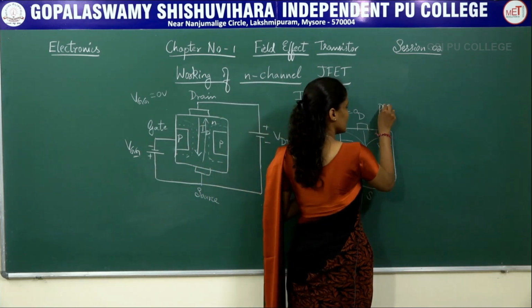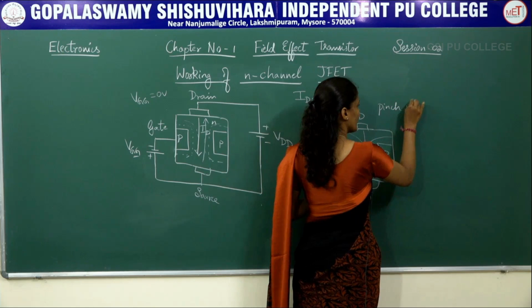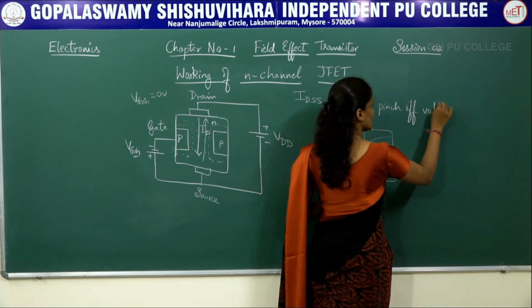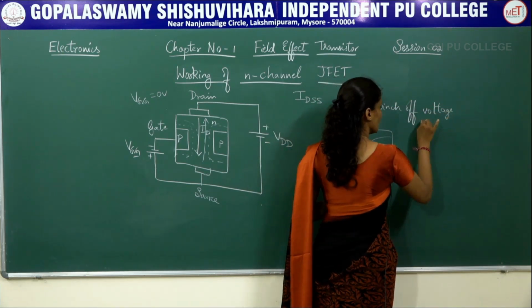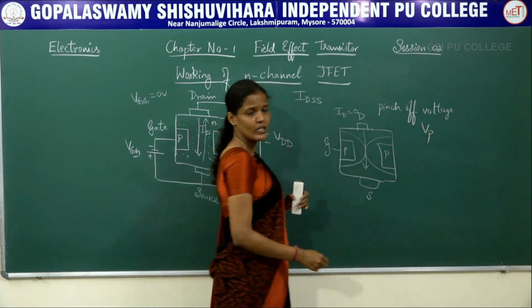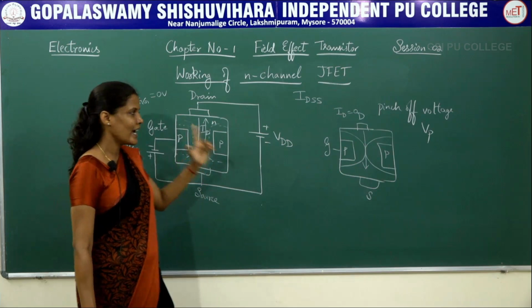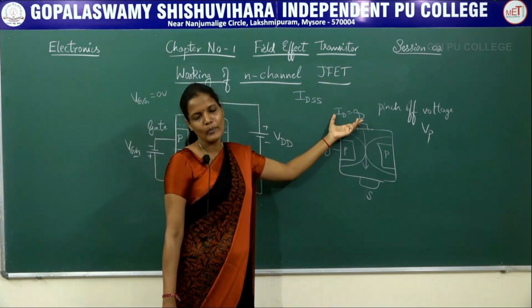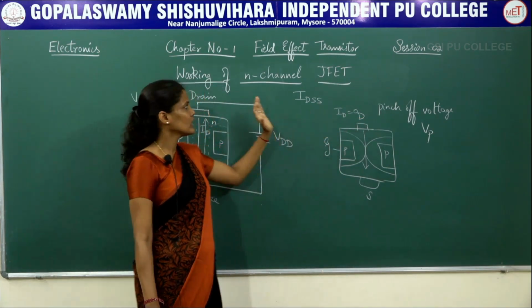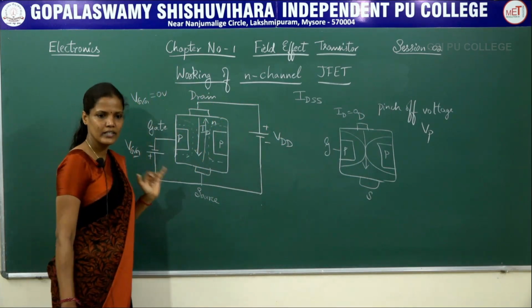Our voltage, we are going to call it the pinch off voltage, which will be represented by VP. So what is this VP? The pinch off voltage is nothing but the voltage at which the drain current will be equal to 0. So this is all about the working of N channel JFET.